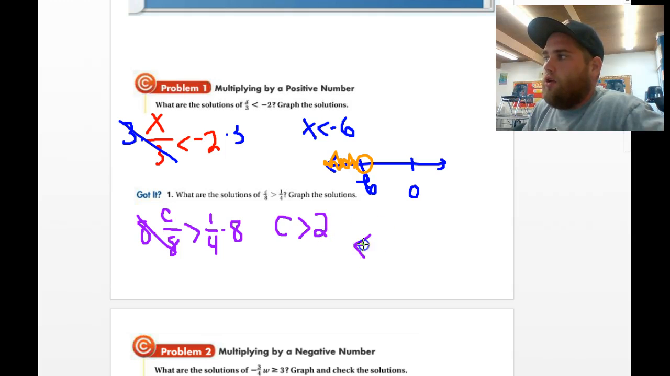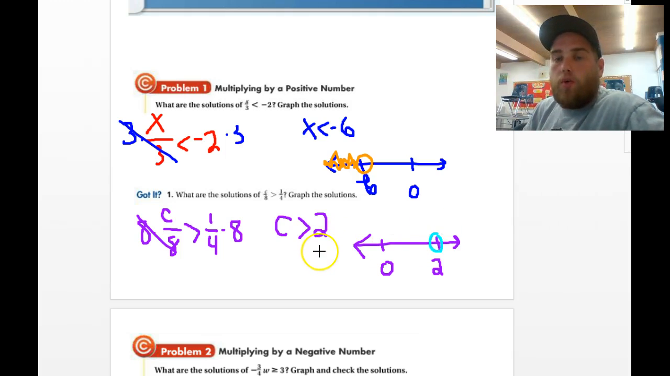I draw my number line. So I have 2 and I have 0. Then I go up here real quick and change colors, and I draw my circle on 2. It's open because it's just greater than, so it's an open circle because there's no line here. Then it's pointing this direction, so I shade that direction.